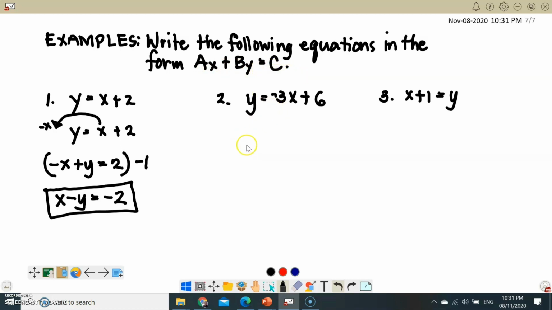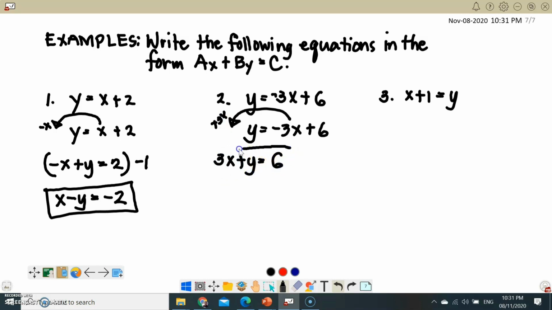So let's have number 2. Y is equal to negative 3x plus 6. So we transpose negative 3x to the other side of the equation. From negative, that becomes positive 3x. So we now have 3x plus y is equal to positive 6. And you now have the equation written in standard form.